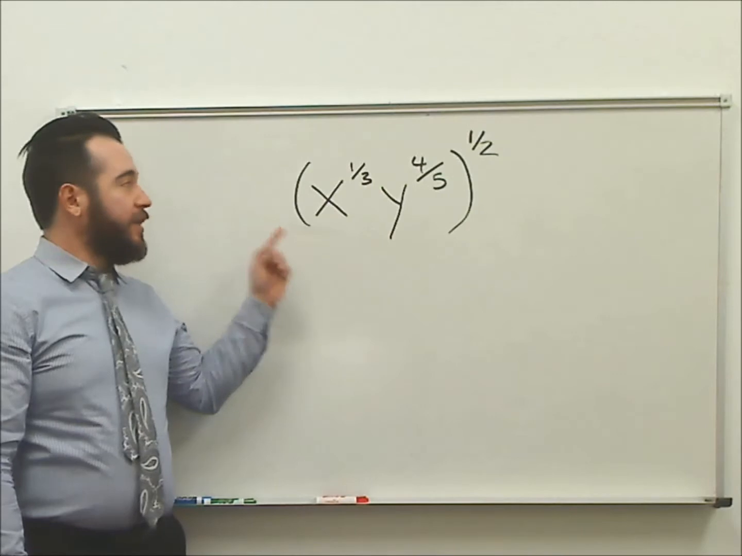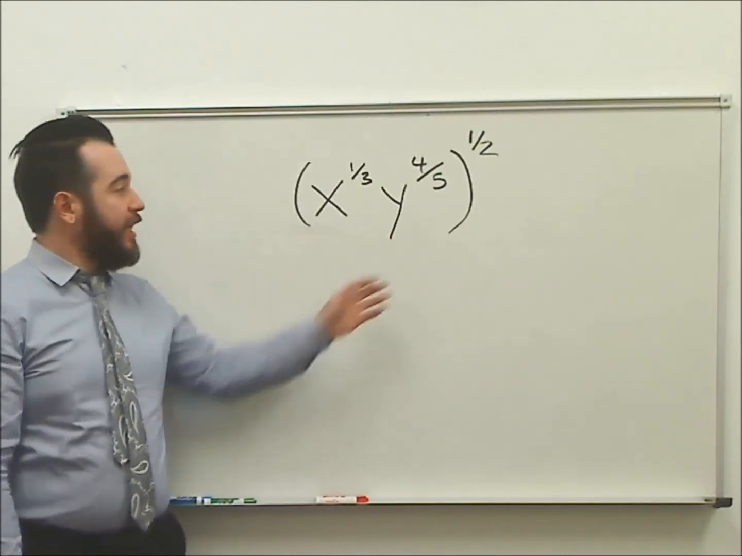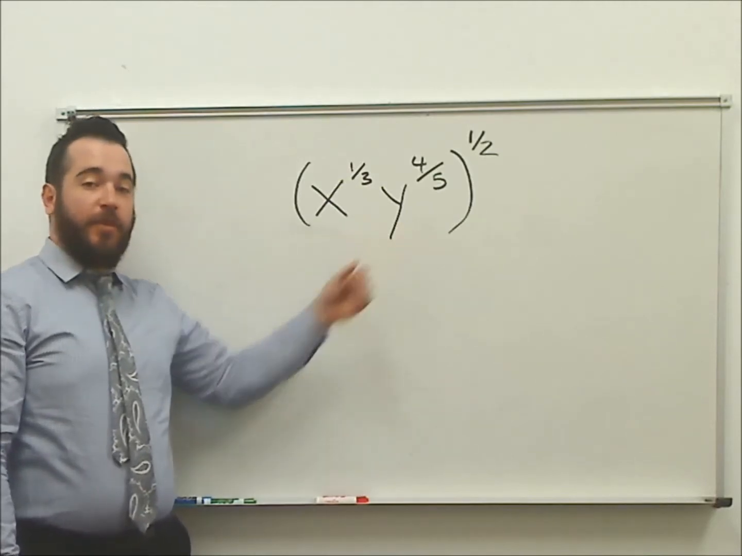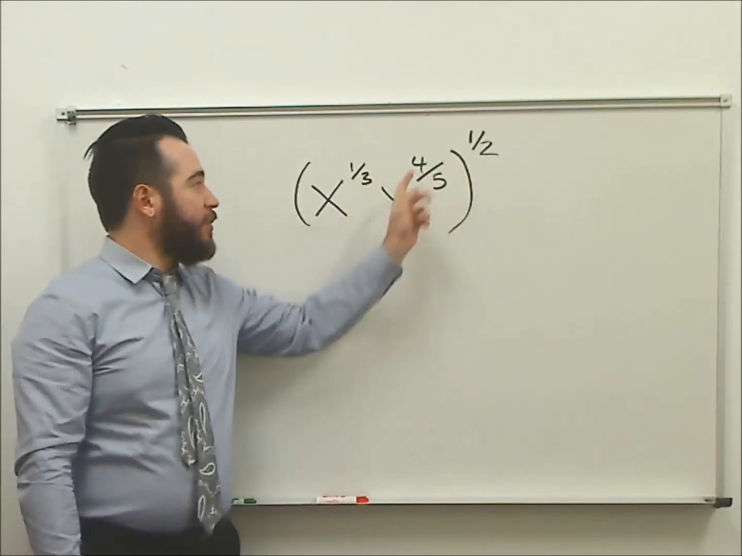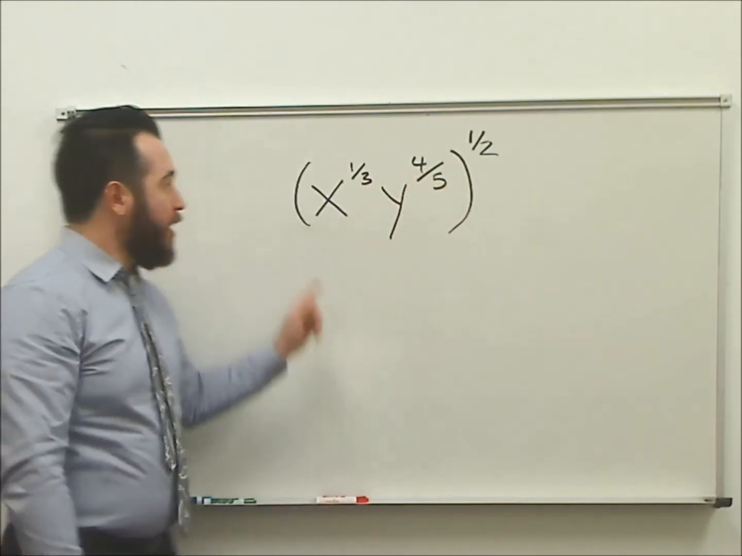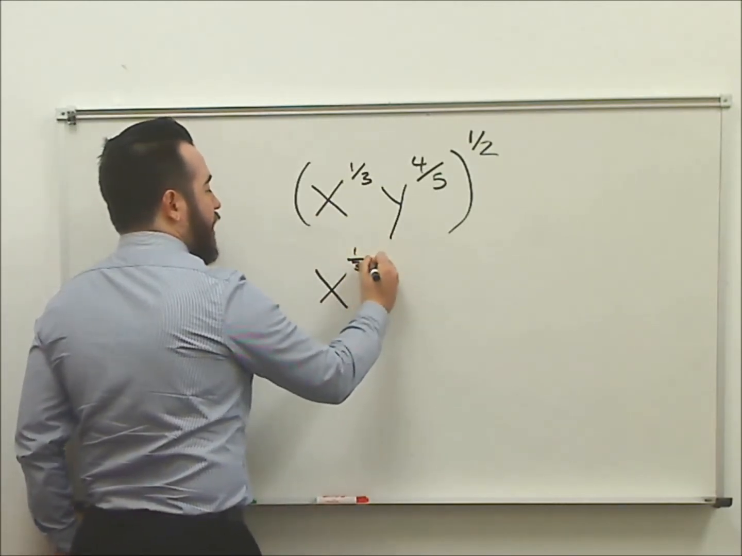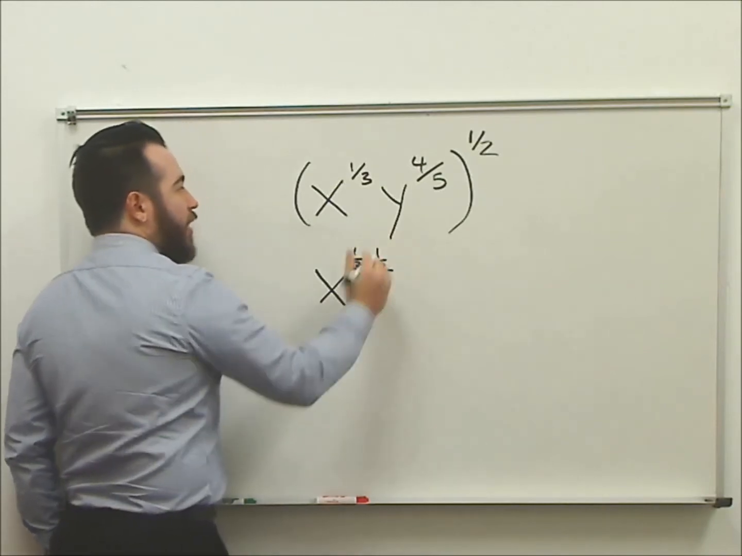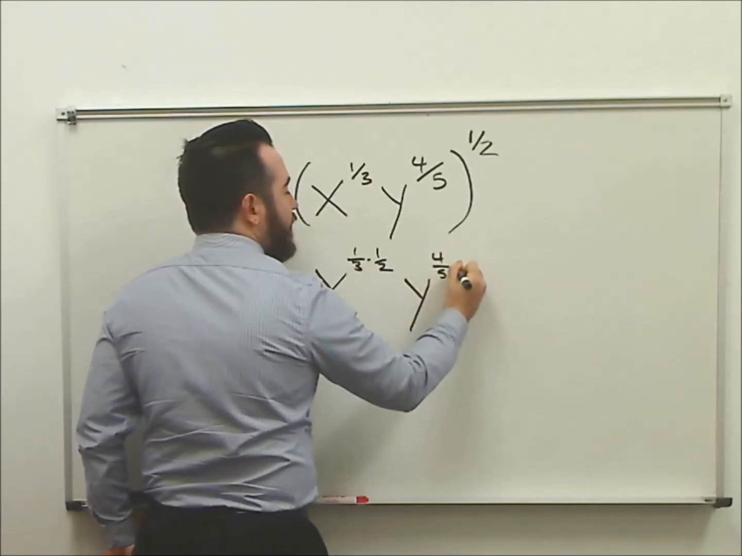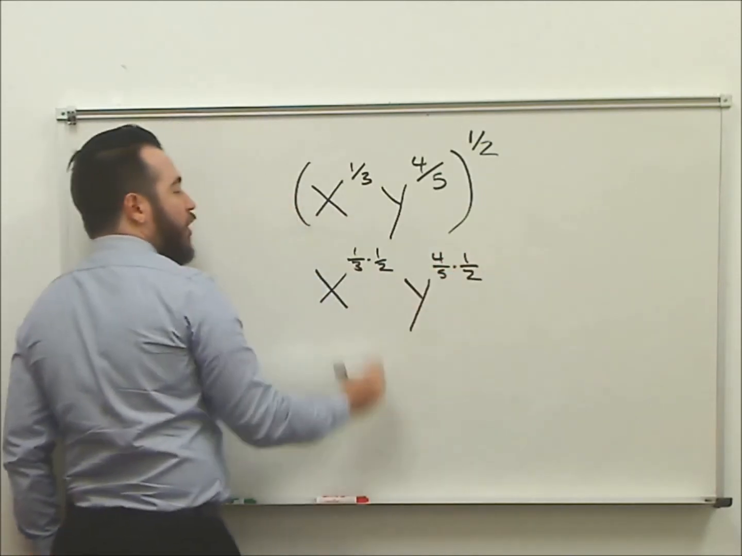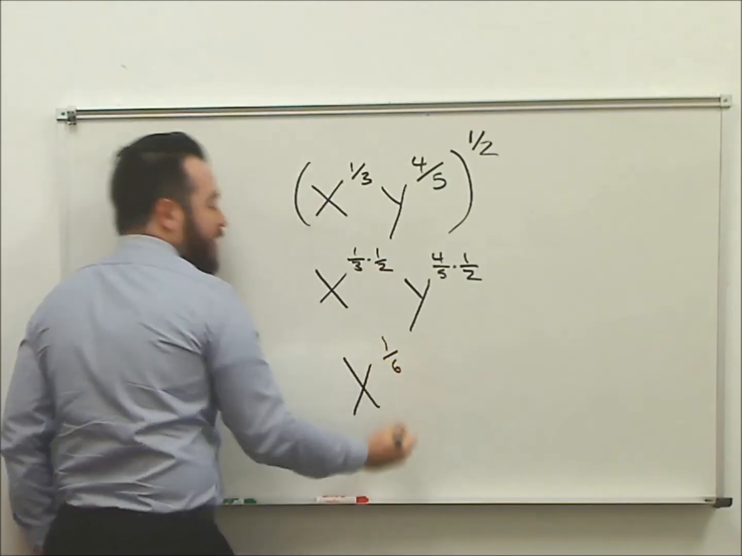On this one, we have x to the 1/3 times y to the 4/5 all to the 1/2 power. So we're taking the square root of these. All right, following the exponent rule, we're going to multiply exponents on both terms. So for the first term, x to the 1/3 times 1/2, and then we have y to the 4/5 times 1/2. 1/3 times 1/2 is x to the 1/6.